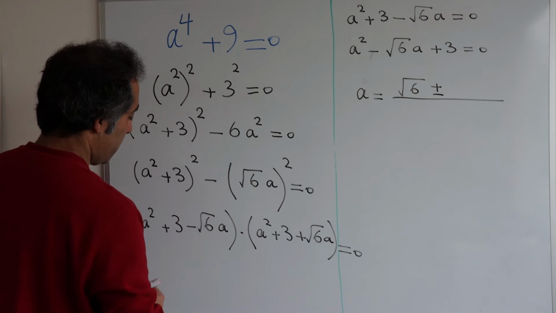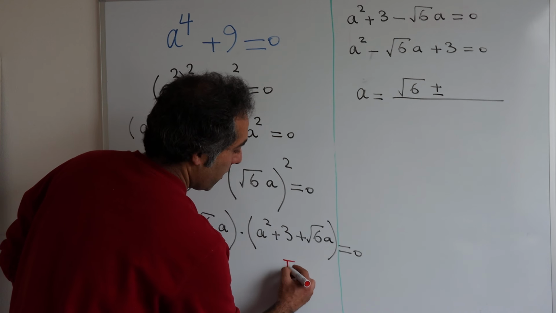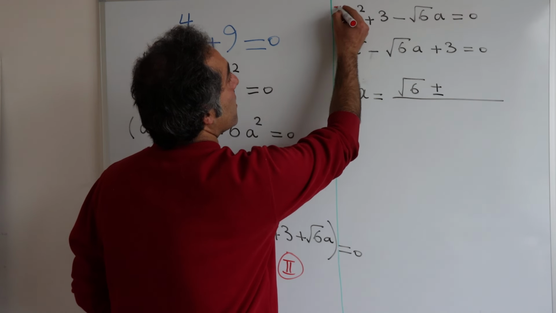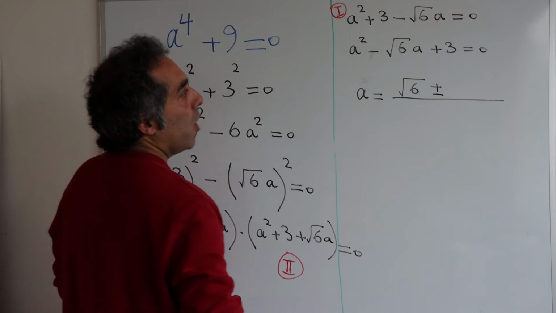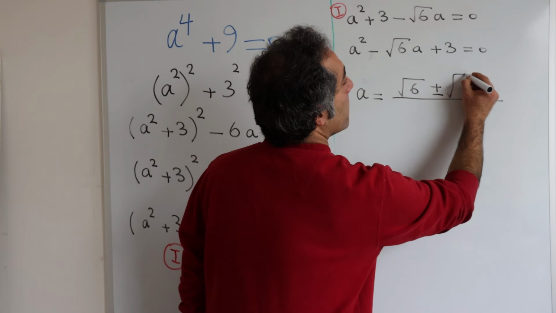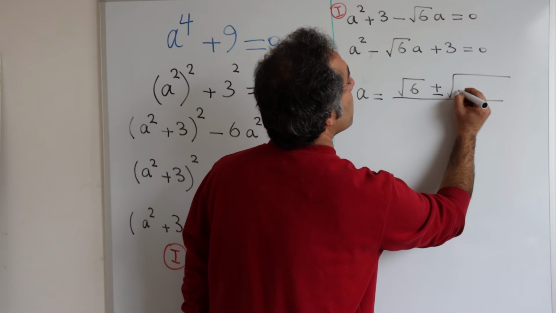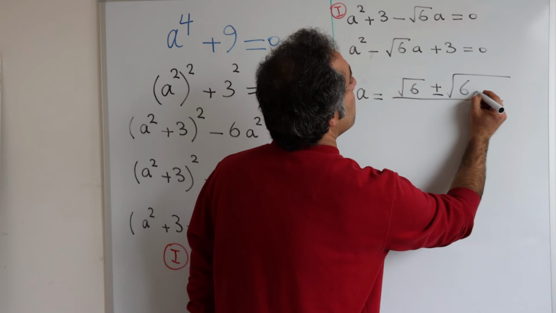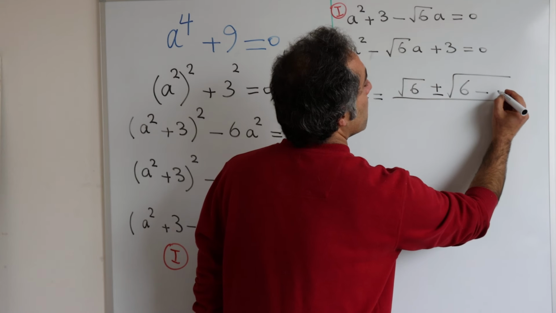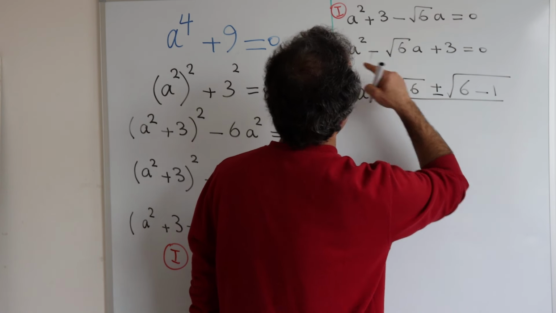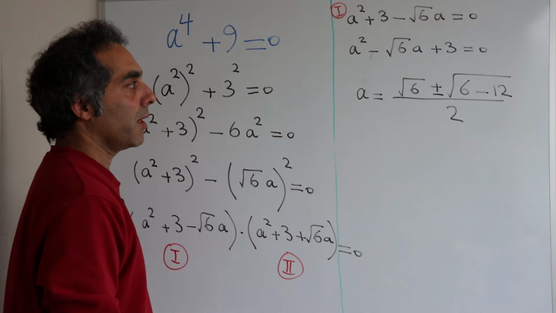Actually, I can write it. It's this one for case 1 and for case 2. And this is our case 1, the first parenthesis. Now, plus minus square root of this one squared, which is 6, minus 4 times 3 and r squared, 12, over 2. Okay, very simple.